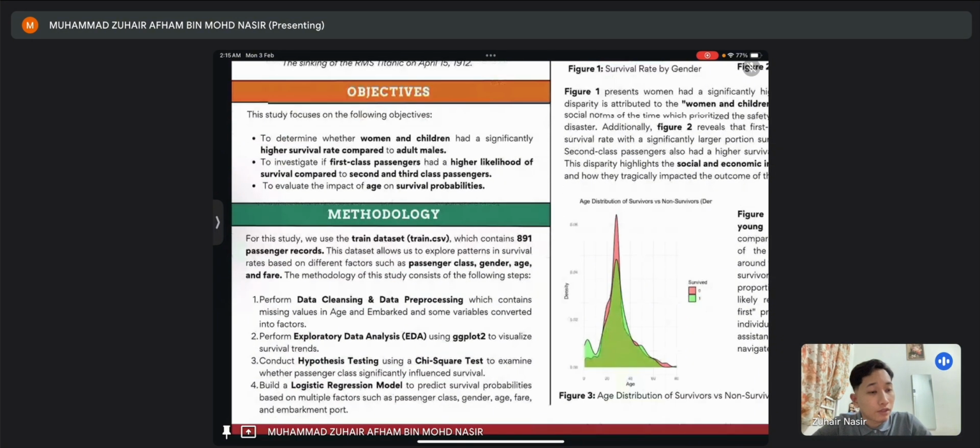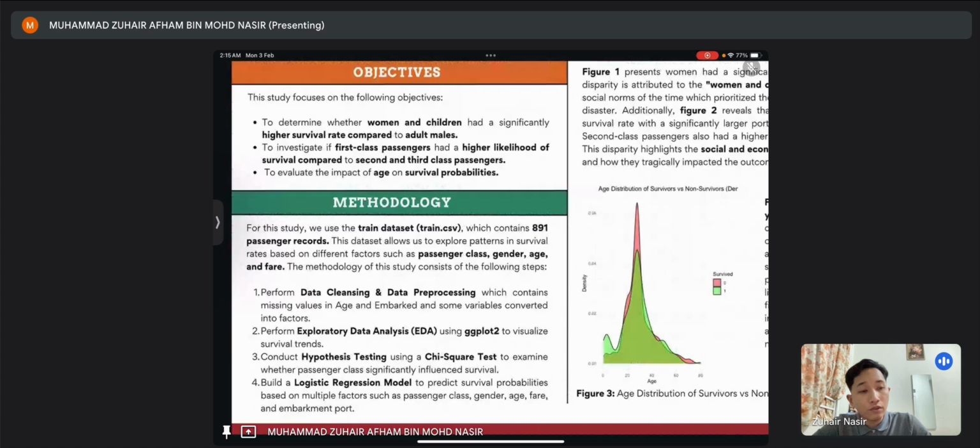So we go to the methodology. For this research, we use the train dataset, which is train.csv, that I got from the Kaggle datasets, and the data contains 891 passenger records with known survival outcomes.